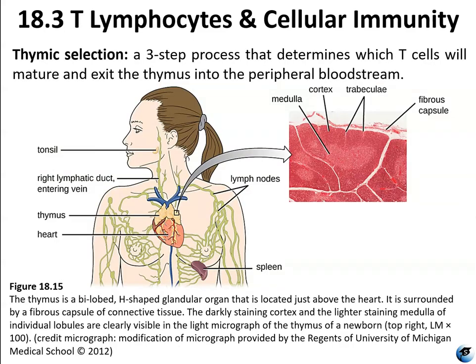The thymus is bilobed, H-shaped, and it is a glandular organ located just above the heart. It's surrounded by a capsule of connective tissue. The darkly staining cortex and the lighter staining medulla of individual lobes are clearly visible in this micrograph taken from a newborn. So we wanted to show where in the body these things are initiating. Okay, so that's why we're talking about bone marrow and thymus.